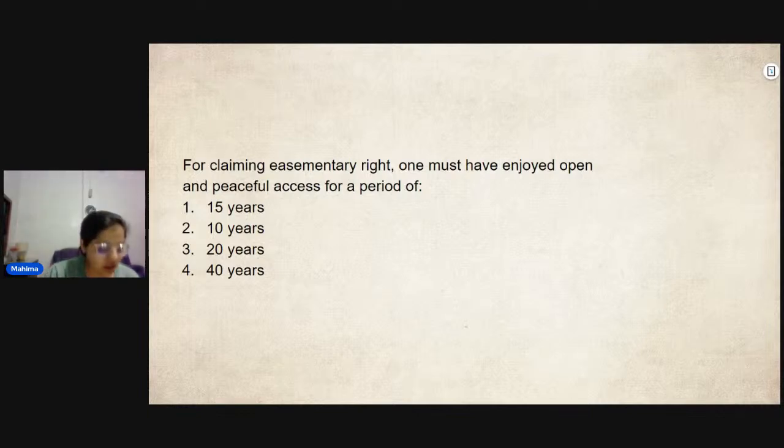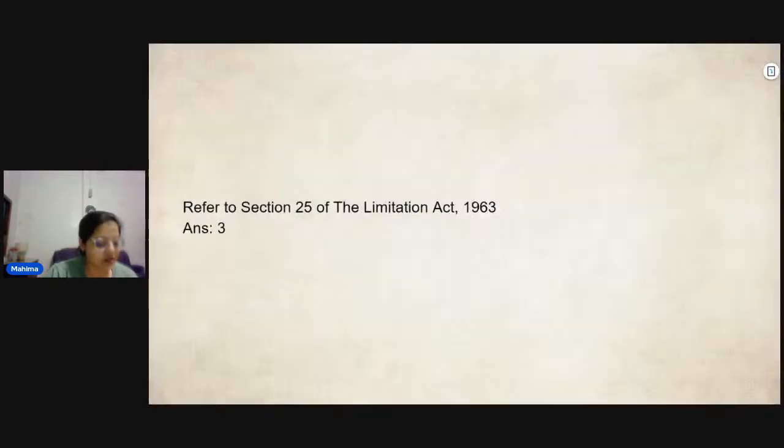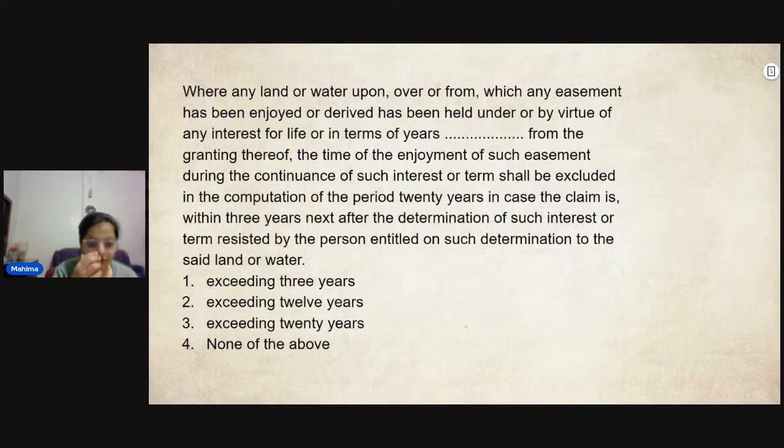Kanika is saying 3. Pritika is saying 3. Yes, it is 3. The same thing asked in a different manner.